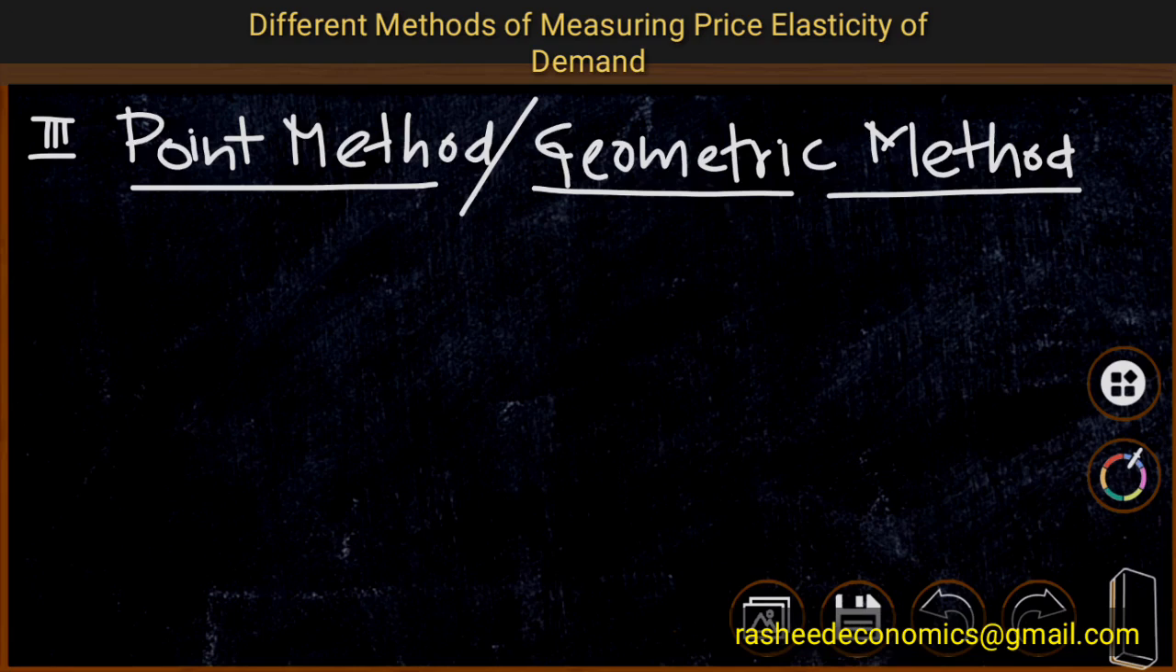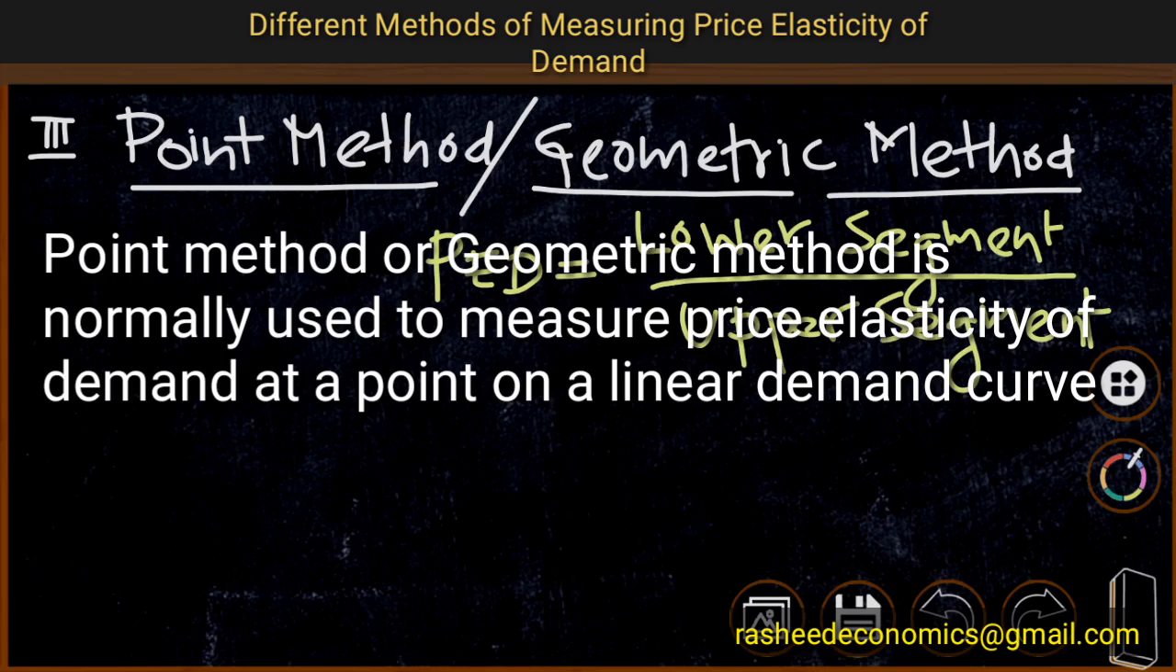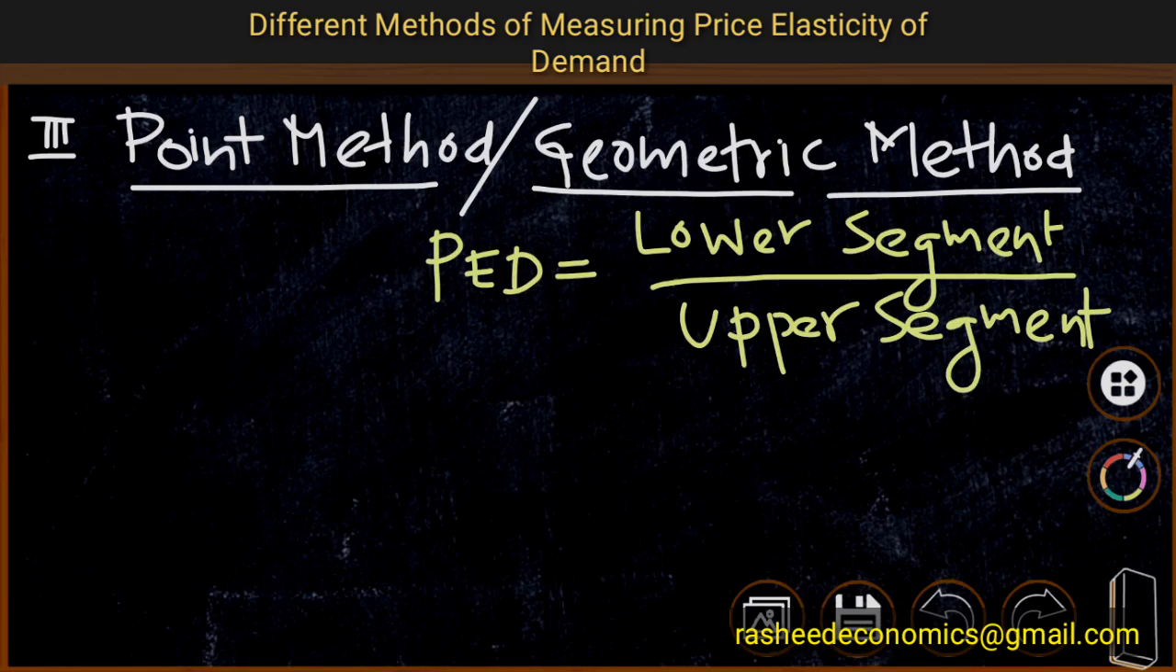This method is normally used to measure elasticity of demand at a particular point on a linear demand curve. The formula to identify price elasticity of demand using the point method or geometric method is: price elasticity of demand is equal to the lower segment of the demand curve divided by the upper segment of the same demand curve.